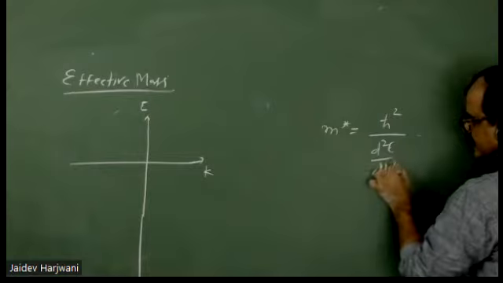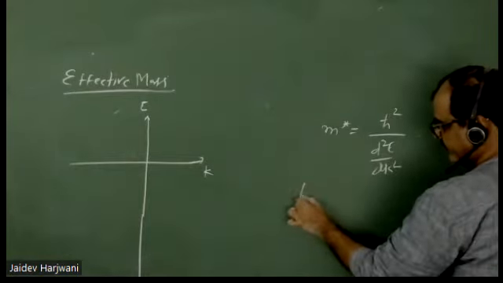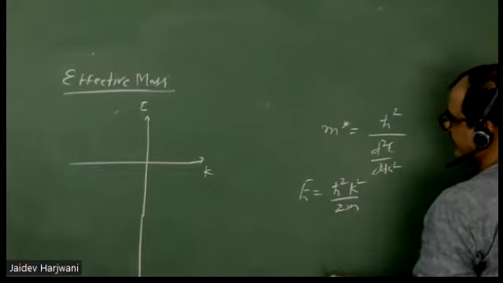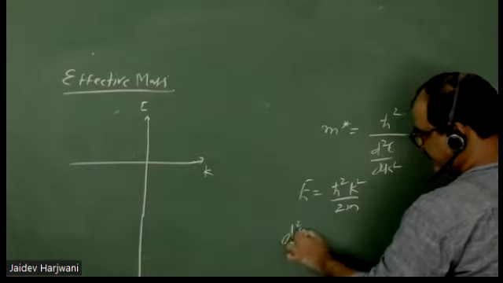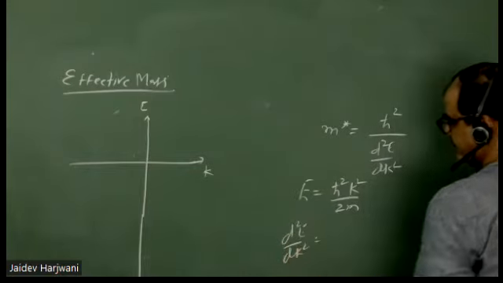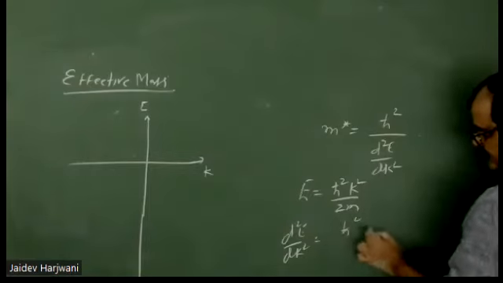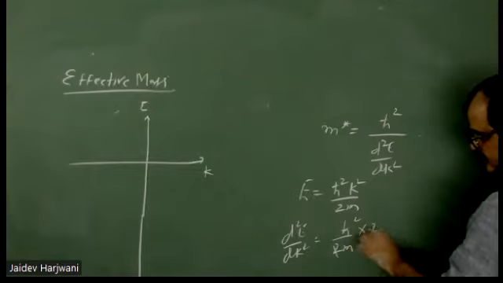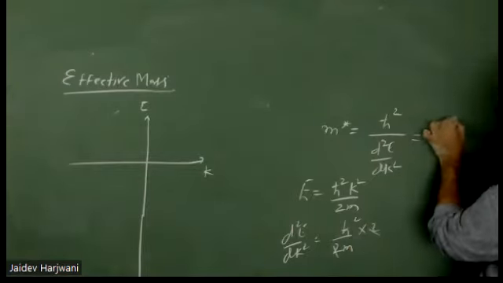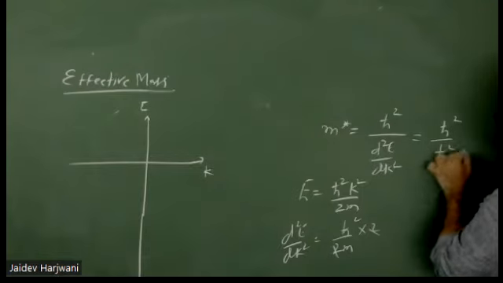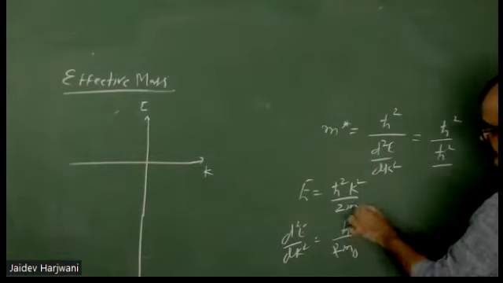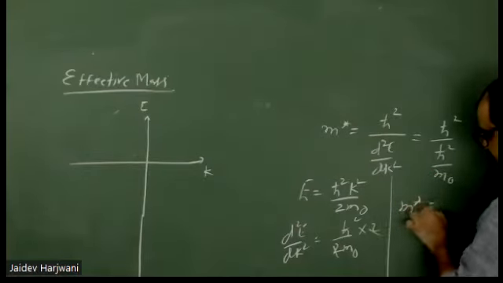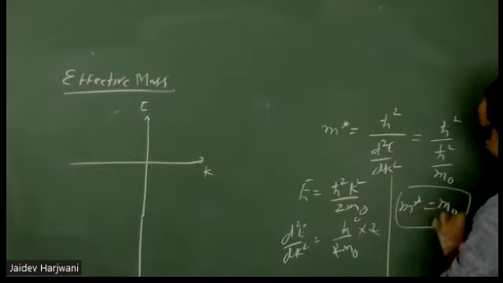upon dk square. If you have a free particle, we can write E as h cut square k square by 2m. If I calculate d2e upon dk2 for this one, it will come h cut square by 2m, then 2k and 2, so 2. If I put these values here, h cut square upon h cut square m, this is free particle, the free particle m naught. So for a free particle the effective mass is equal to the free particle mass.